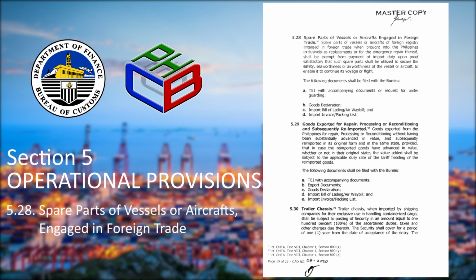The following documents shall be filed with the Bureau. A. TEI with accompanying documents or request for underguarding. B. Goods Declaration. C. Import Bill of Lading, Airway Bill, and D. Import Invoice, Packing List.